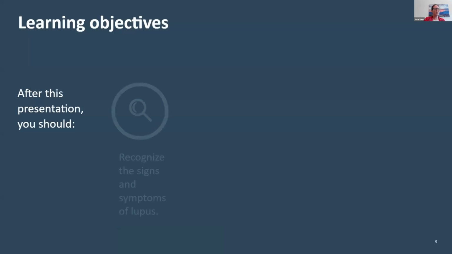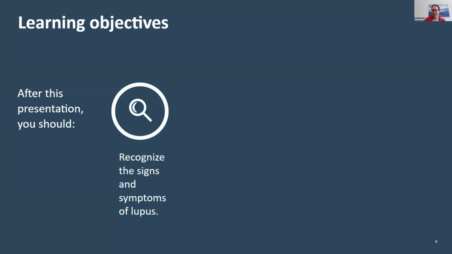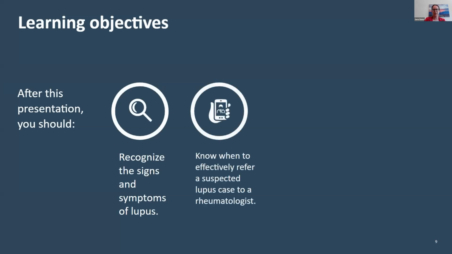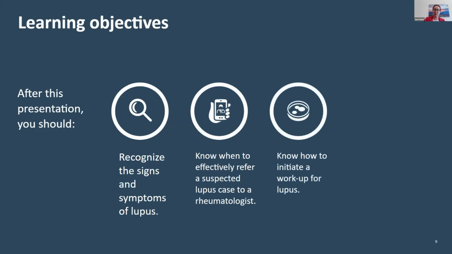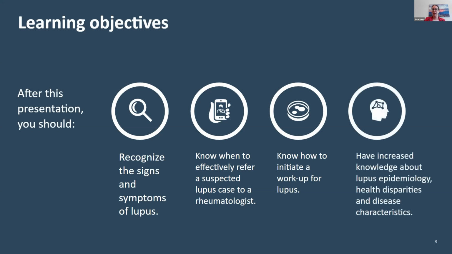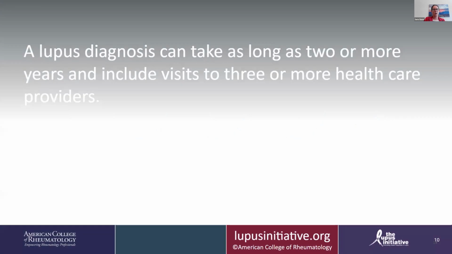Okay, so after this presentation, you should be able to recognize the signs and symptoms of lupus, know when to refer to a rheumatologist or pediatric rheumatologist, know the workup for lupus, and then have more understanding about health epidemiology and health disparities, as well as disease characteristics.